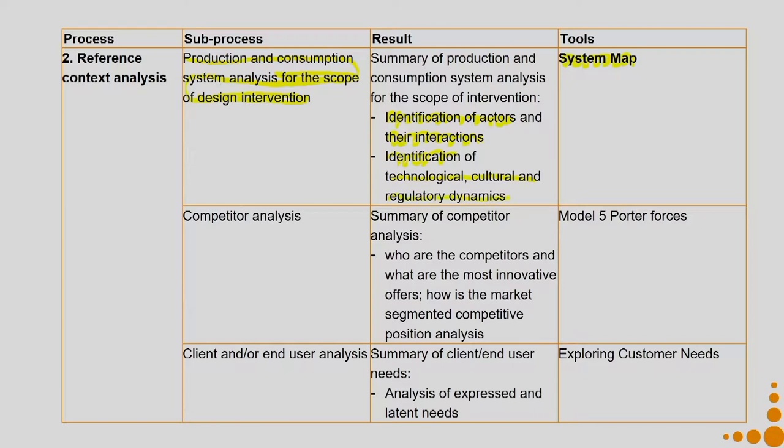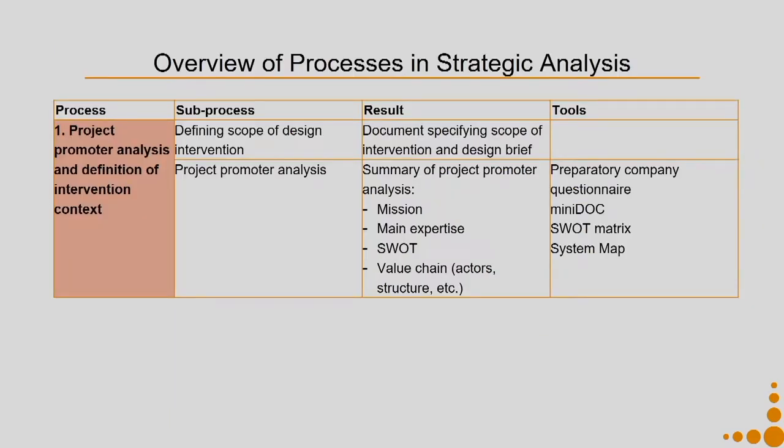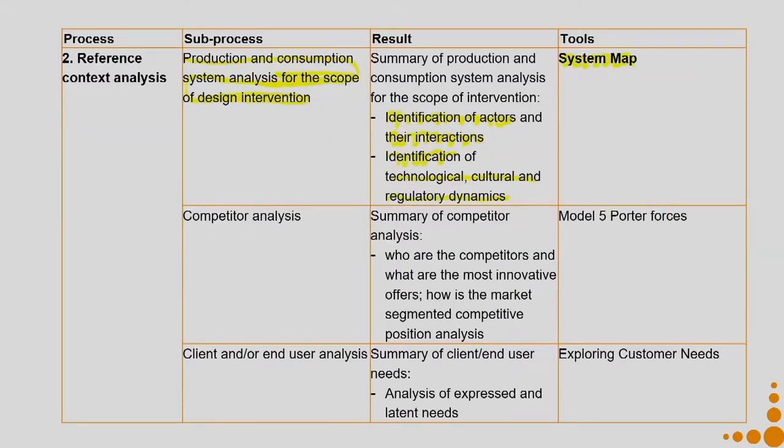The earlier systems map, which we did in process 1, project promoter analysis, was for the current system. The systems map that I do over here is for the intervention context. So, for the scope of design intervention, I create a new systems map.